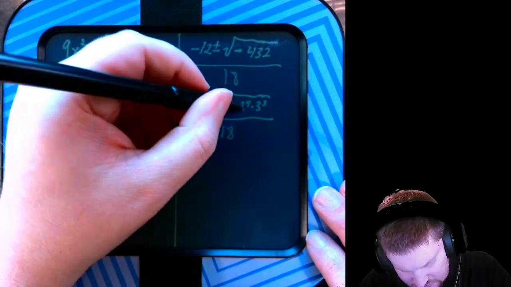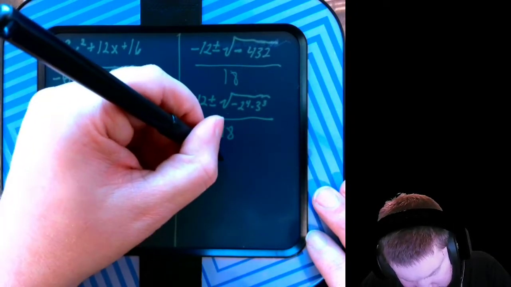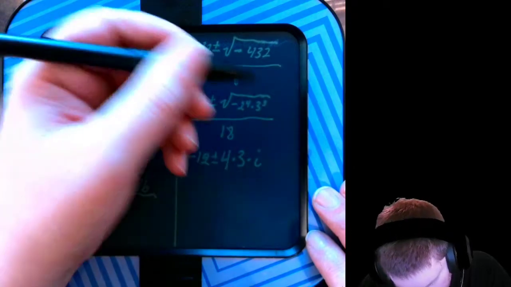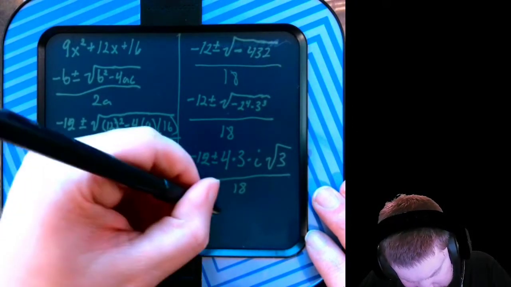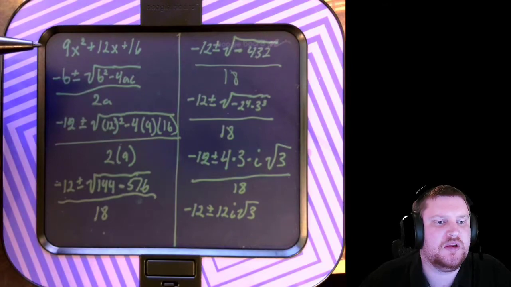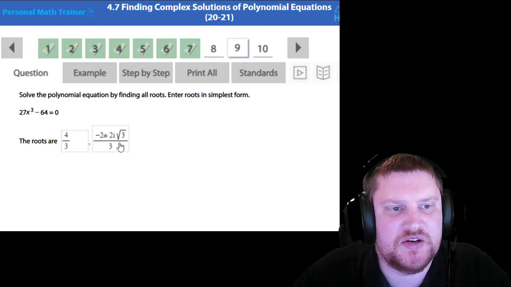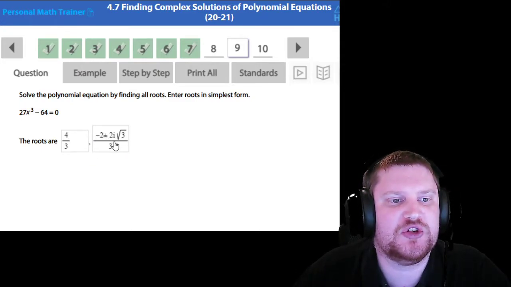Over 18. Well, 2 to the 4th means I can pull a 4 out. Negative 12 plus or minus, that's a 4 I can pull out, and that's a 3 I can pull out. And the negative means I can pull out an i. And all that's left on the inside is a 3. Negative 12 plus or minus 12i root 3. I forgot the root 3. That's all I did. When I was plugging it into HRW, I had done the math correctly. I had just forgotten to plug in the root 3 in my answer. That's all. So it's negative 2 plus or minus 2i root 3 over 3.